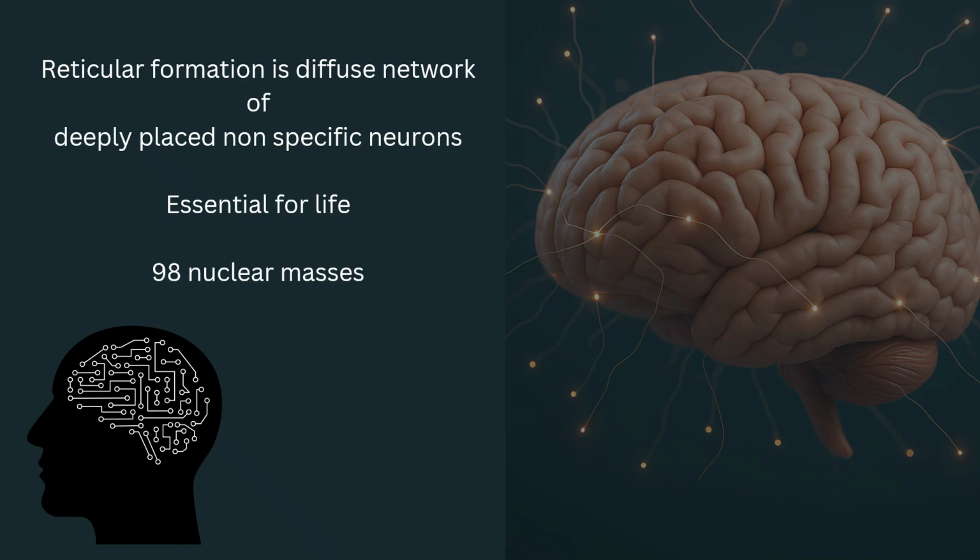It contains about 98 nuclear masses. All the visceral nuclear masses, like the vasomotor center, are also included in this reticular formation. But cranial nerve nuclei are not included in the reticular formation.